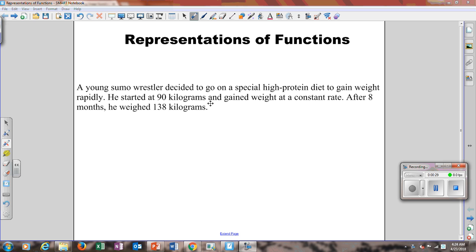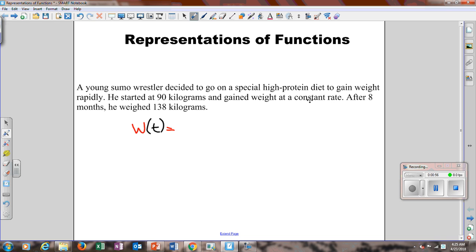So, a young sumo wrestler decided to go on a special high protein diet to gain weight. Started at 90 kilograms and gained weight at a constant rate. After 8 months, he weighed 138 kilograms. So, we're going to have his weight be a function of time. Okay? So, first we have to figure out how much he's going up by each month.